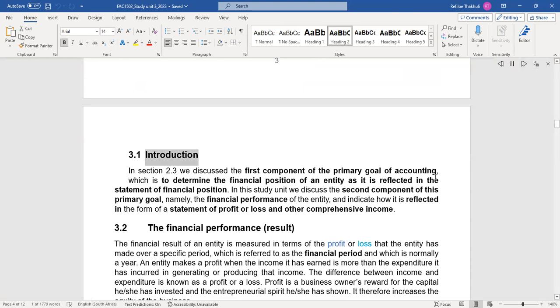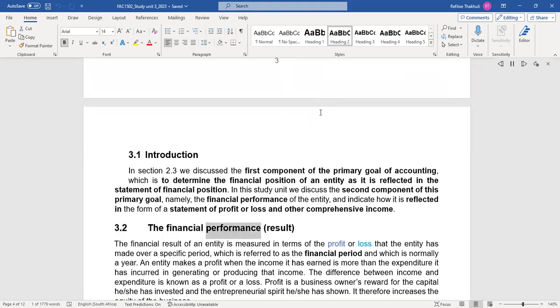Introduction. In Section 2.3 we discussed the first component of the primary goal of accounting, which is to determine the financial position of an entity as it is reflected in the Statement of Financial Position. In this study unit we discuss the second component of this primary goal, namely, the financial performance of the entity, and indicate how it is reflected in the form of a statement of profit or loss and other comprehensive income.